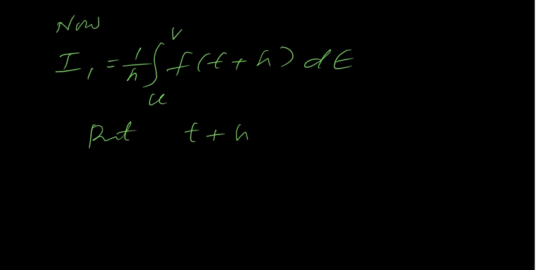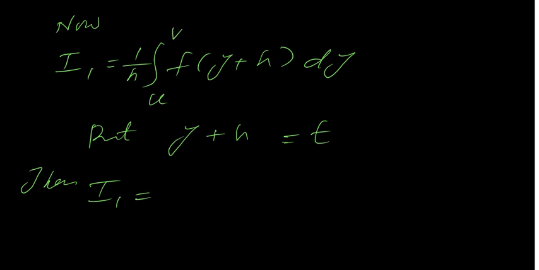Now what we do, it's here y plus h, and this is here dy, not dt. So what I will do, I will put this y plus h equal to the variable t. Now what will happen to the limits? Whenever y approaches u, t approaches u plus h. Whenever y approaches v, t will approach v plus h. You will see then this integral I1 is equal to 1 over h integral from u plus h to v plus h of f of t, and dy is the same as dt.